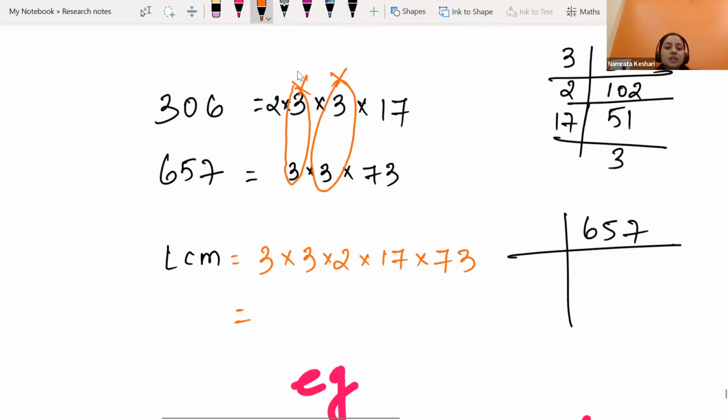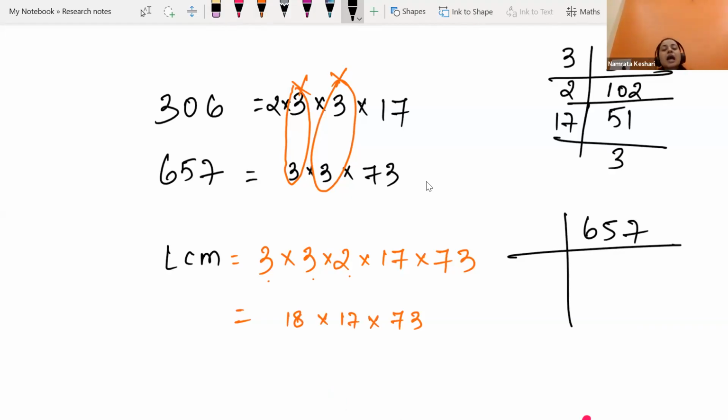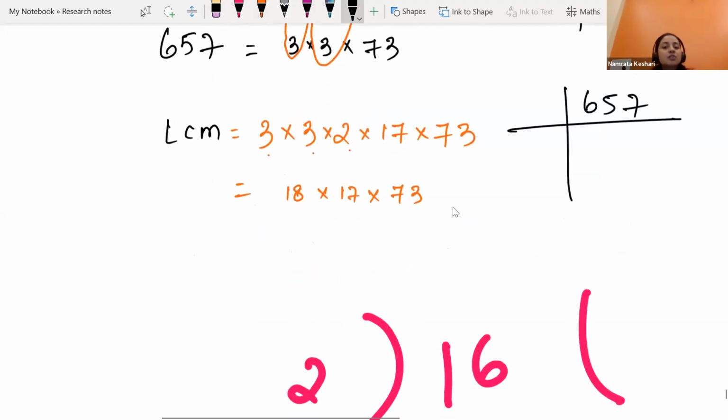Let's do the multiplication. 3 times 3 is 9, 9 times 2 is 18, into 17 into 73. This is what we have. When we do the multiplication, that will be the smallest number which will be completely divisible by 306 and also 657. That's how we find the LCM. You just need to do the multiplication over here.